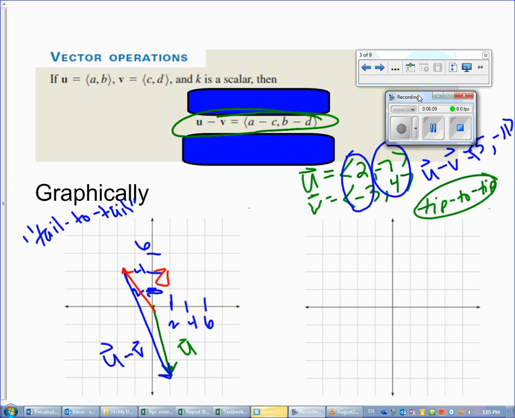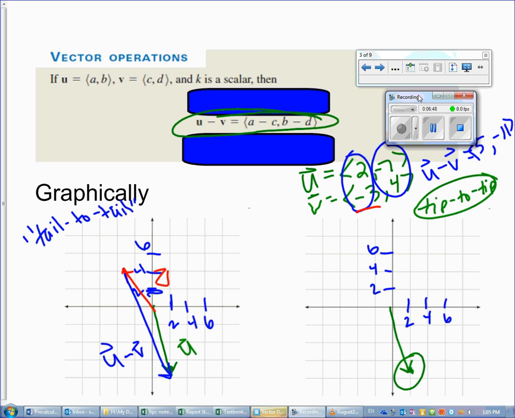So we're going to start with vector u. I'm going to keep the scale consistent: 2, 4, 6. 2, 4, 6. And we're going to start just like we did, putting vector u at 2, negative 7. Okay, now we're going to put v. v is the vector negative 3, positive 4. But we're going to put it so that it points to the same terminal point as u.